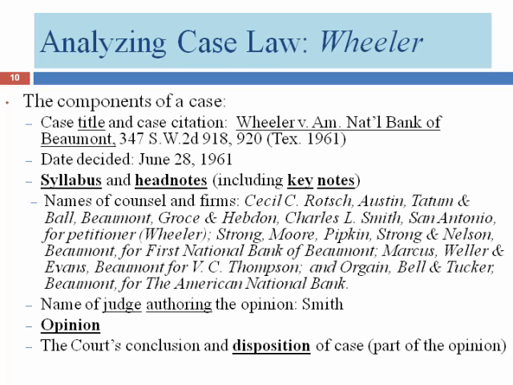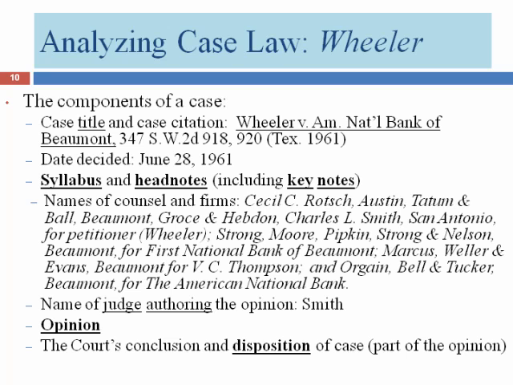Since this is an appellate opinion, we don't know right off the bat whether Wheeler was the plaintiff or whether American National Bank was the plaintiff, and we don't know who was the appellant. We have to actually look at the opinion to tell that. This is the case citation, what comes after the name of the case. If you look up this case, you will see that the case was decided on June 28, 1961. This is listed, again, right under the name of the case.